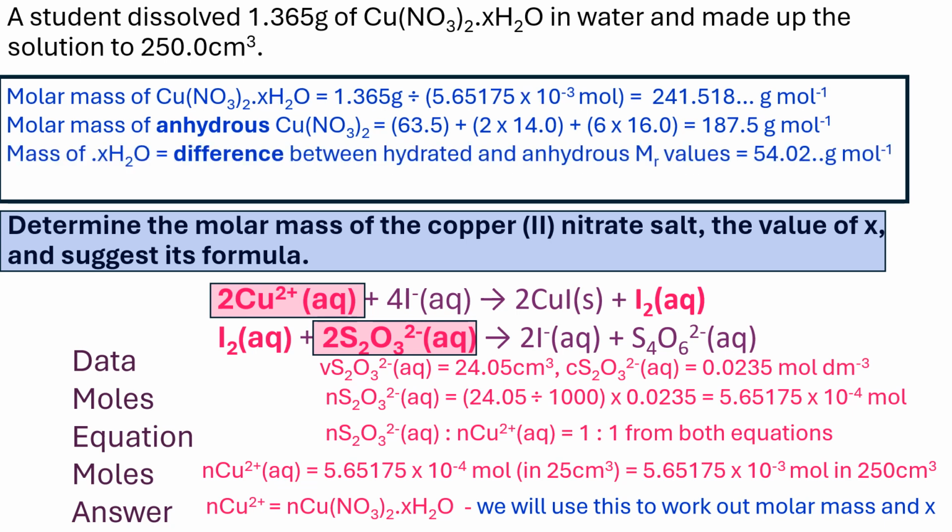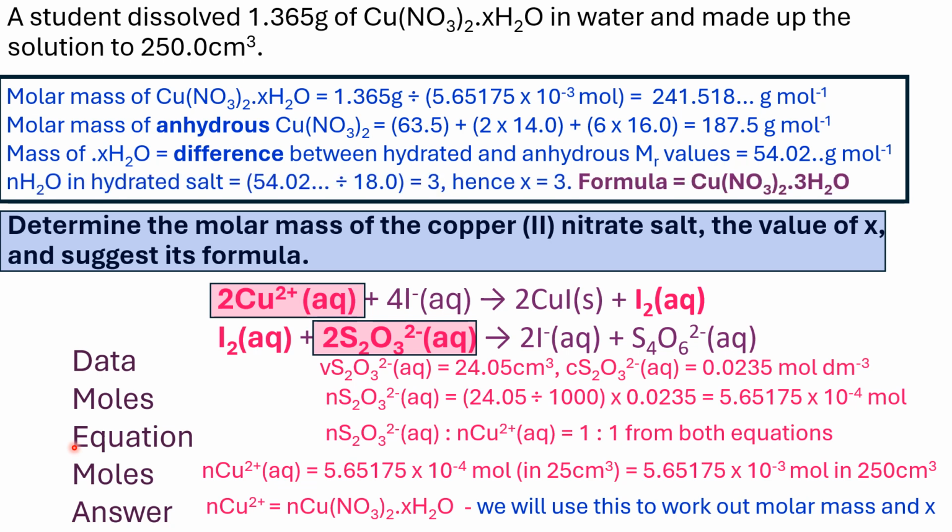So the next step is to work out the difference between these two values. That's your hydrated molar mass, this is your anhydrous molar mass. So that must mean that 54.02... again a truncated value, is the molar mass of the xH2O. Now taking account of the fact that water is 18 grams per mole, you divide that 54.02 by 18 and that gets you 3. So that must mean x is equal to 3. So the formula we're looking for is Cu(NO3)2.3H2O.